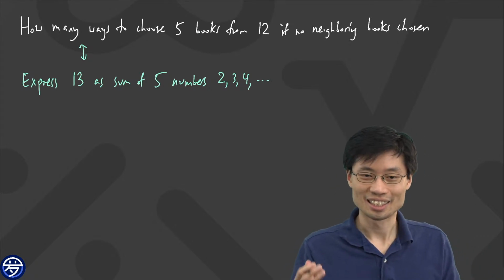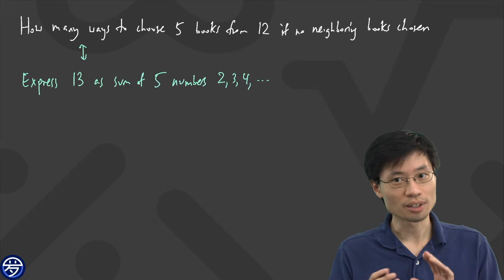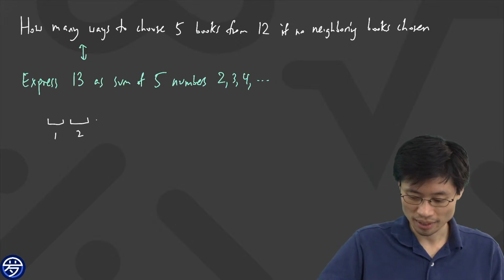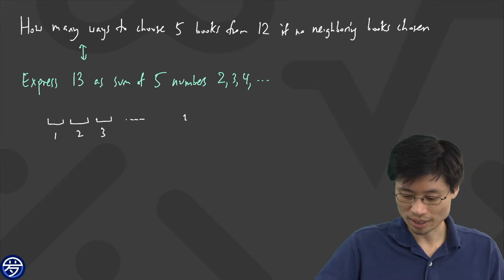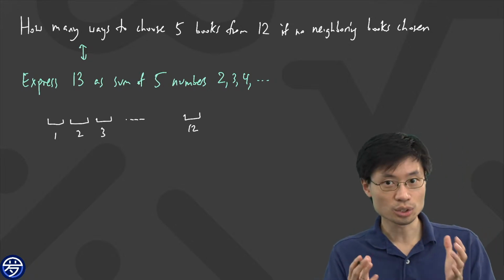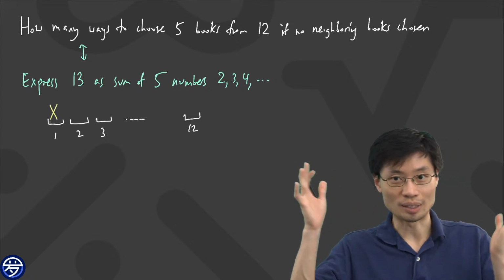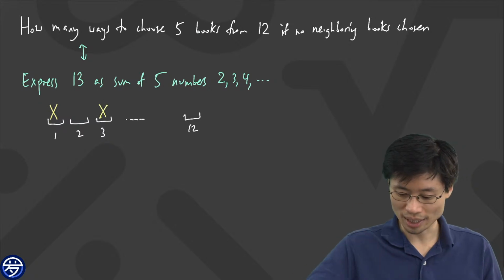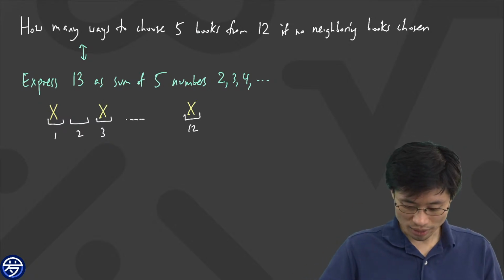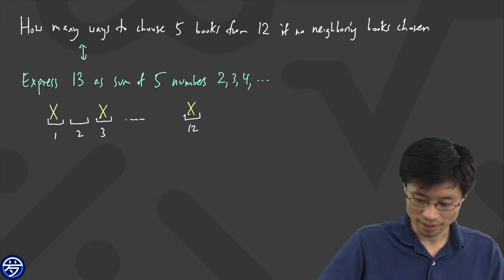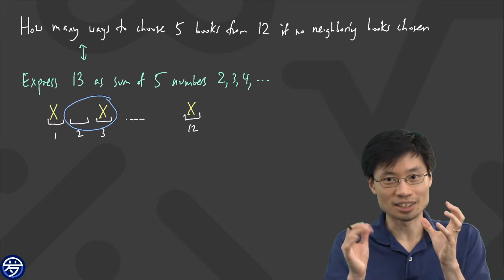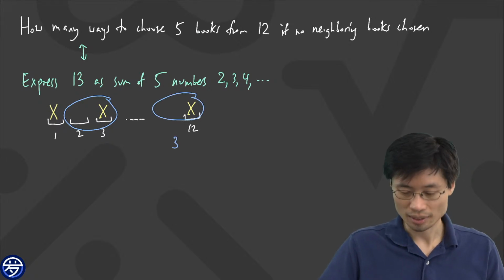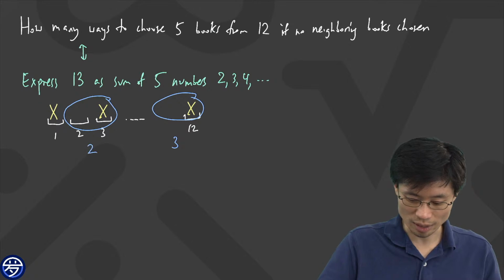Why do I say that? They're the same problem because if you think about how you're choosing books, there's 12 spots. Slot number 1, slot number 2, slot number 3, all the way to slot number 12. Now, if you're going to choose the books, you could choose that book right there, but then you can't choose the 2. So maybe you choose that book there, and maybe you choose that book there. And I could even think of these as, this is a block. It's a block of size 2. And maybe there's a block here of size 3. Does this sort of make sense?